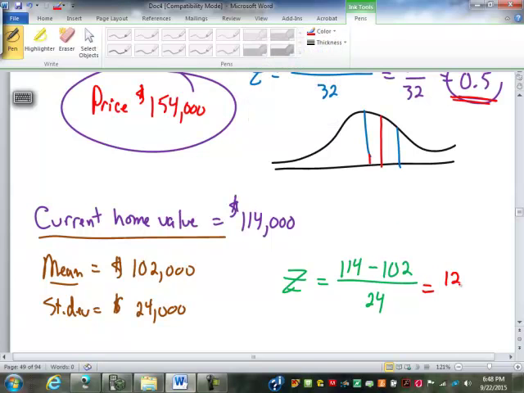114 minus 102 is 12. Divided by 24 is 0.5. So your current home is 0.5, or half a standard deviation above the mean in your current location. So that house priced at $154,000 would be at about the same quality level as your current home, about half a standard deviation above the mean.